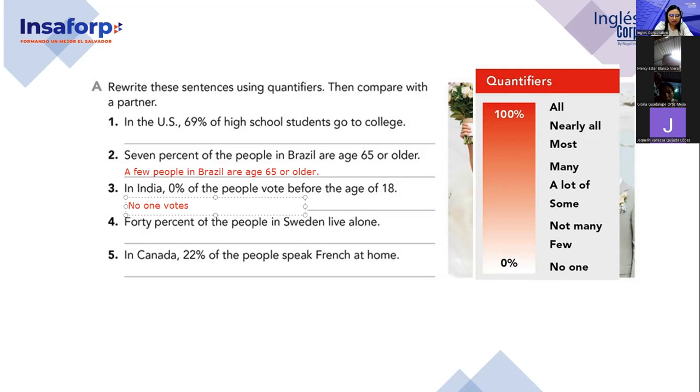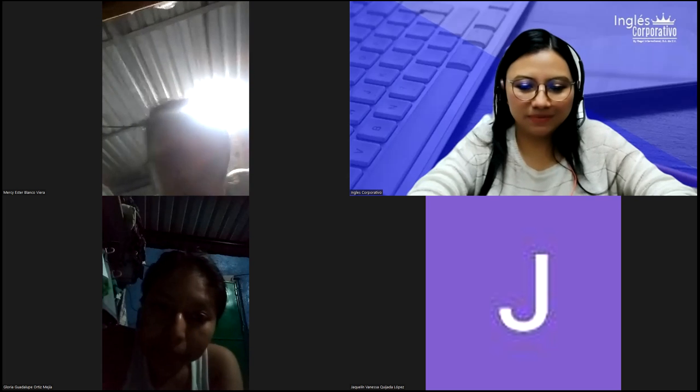Ay, pero agregámosle esta información antes. In India, coma. No one votes. ¿Y qué le exigiría? Before the age. Before, o sea, la 4 ya vamos a ir. Before the age of 18. Vamos a ver. Before the age of 18. Bueno, traten de hacer entonces la número 4 y la número 5. All right? Excellent, girls. Okay. All right.